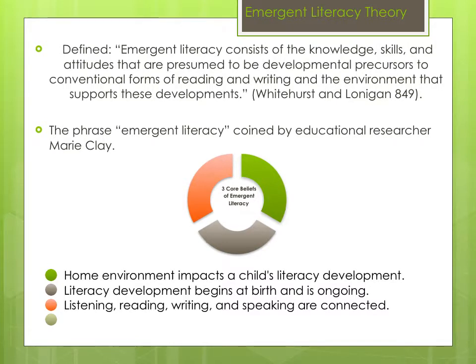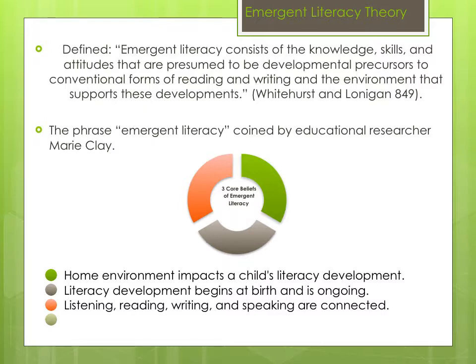We're going to be talking about emergent literacy theory in this presentation. So to start us off, let's read a great definition from two researchers in the field named Whitehurst and Lonigan. They define it as, emergent literacy consists of the knowledge, skills, and attitudes that are presumed to be developmental precursors to conventional forms of reading and writing, and the environment that supports these developments. So we're looking at the time when a child is born until they can read and write, so approximately third grade. There are three core beliefs to emergent literacy.